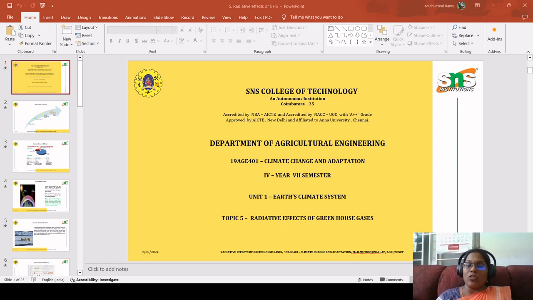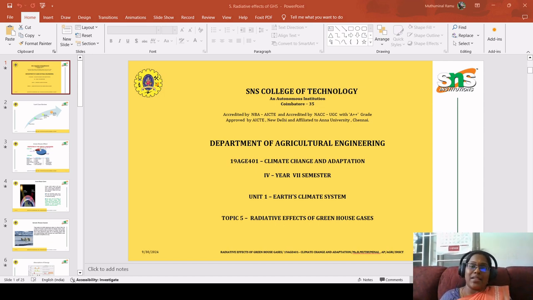Along with this, I have also shown you the absorption of energy by greenhouse gases, and which greenhouse gas has a major absorption capacity, and we came to the conclusion that carbon dioxide has a major absorption capacity. Now we'll see about the energy balance.